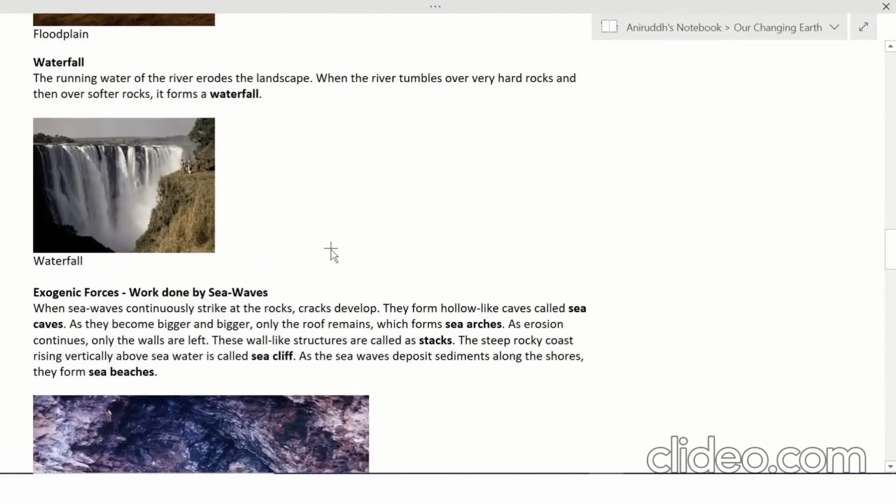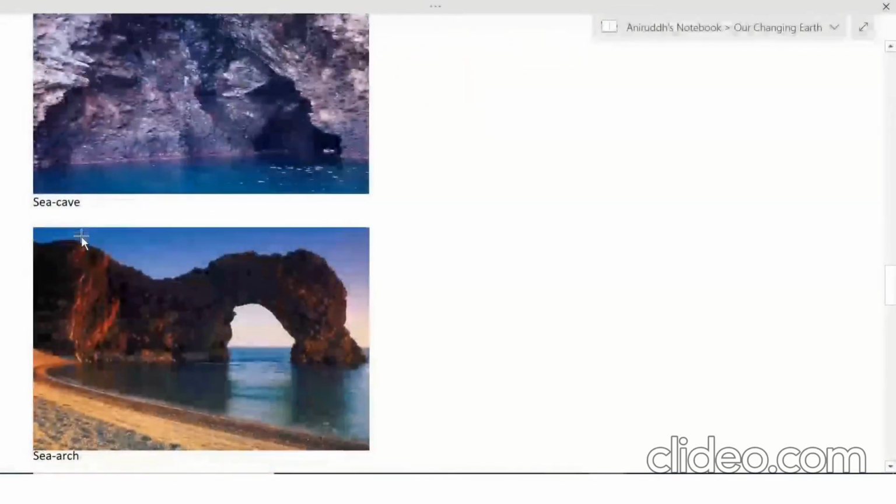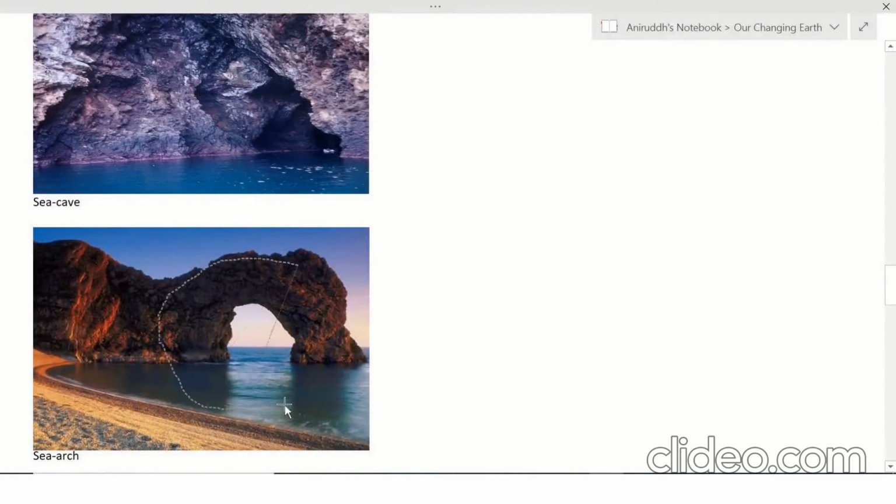Work done by sea waves. When sea waves continuously strike at the rocks, cracks develop. They form hollow-like caves called sea caves. You can see the picture of a sea cave in here. As they become bigger and bigger, only the roof remains, which forms sea arches. So here you can see the picture of sea arches.